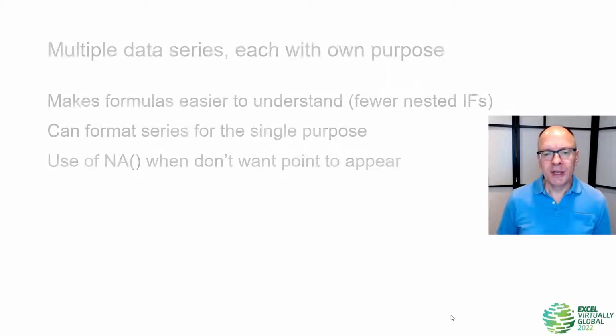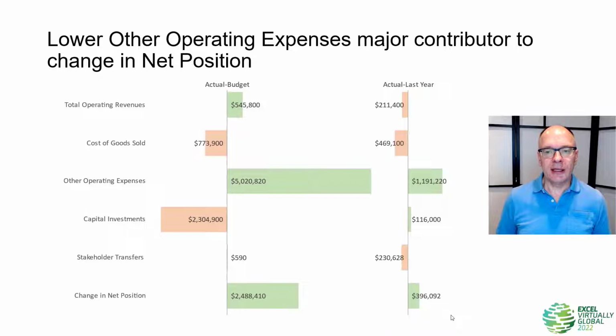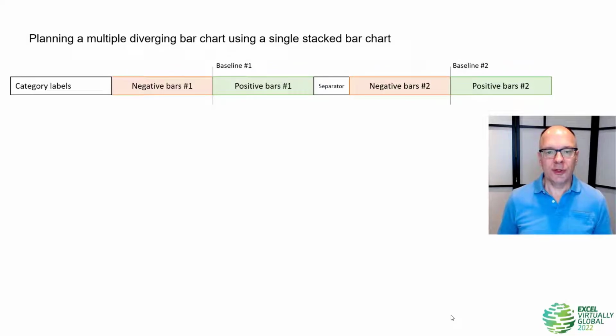Let me show you an example. This is an example of two diverging bar charts that's created as one chart. So this is just one chart. Now, when you start to think through this, let me show you the thought process and why you start to see that you need a lot of data series. So let me walk through the thought process here.